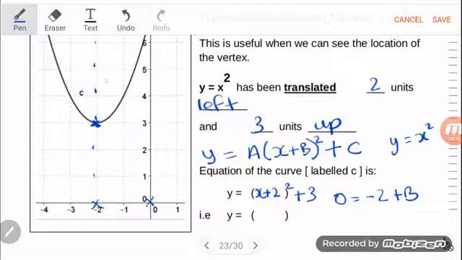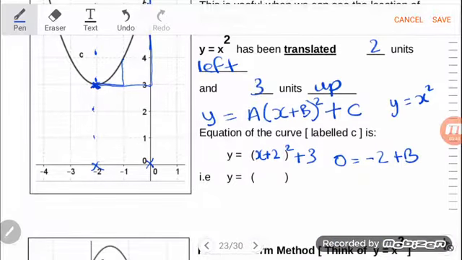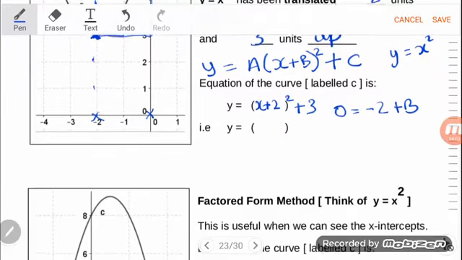If I just add some dotty lines here for the mirror image, so we're going across 1, up 1, across 2, and up 4. That is our basic parabola. So we don't need to change a, it's a positive parabola, so we can leave it like that. And that would be our equation. So our equation of this graph is y equals bracket x plus 2, close bracket squared, plus 3. Okay, let's do another one.